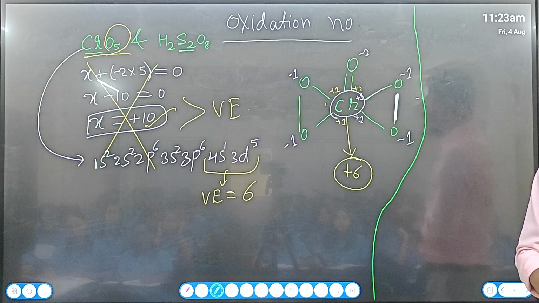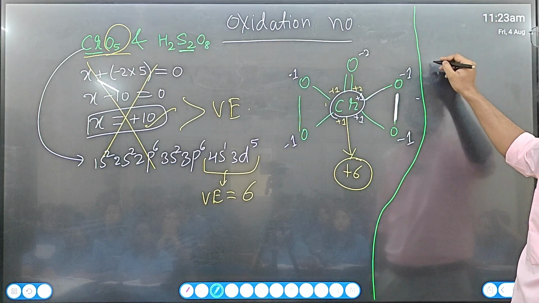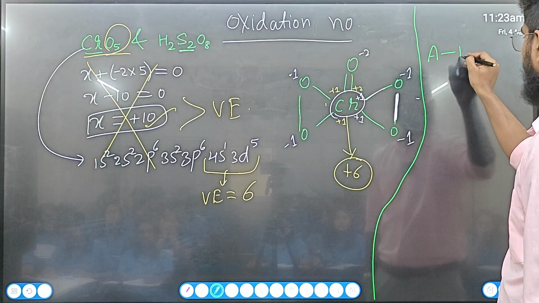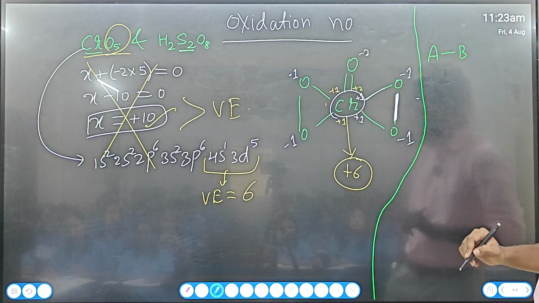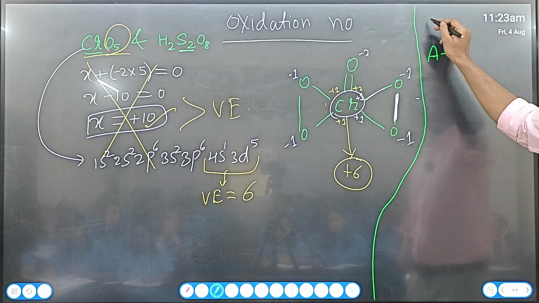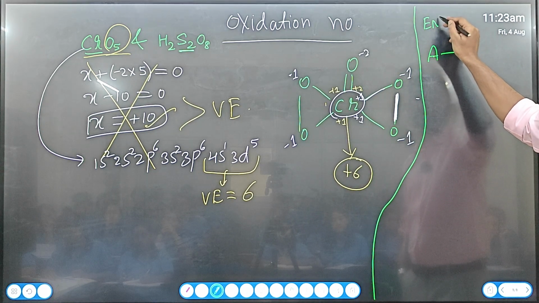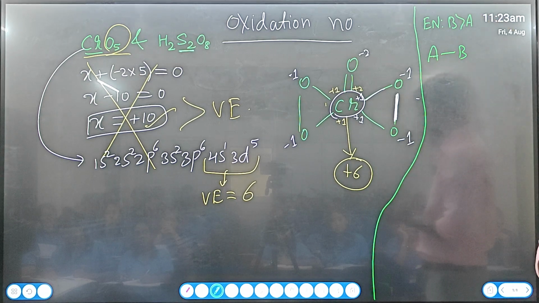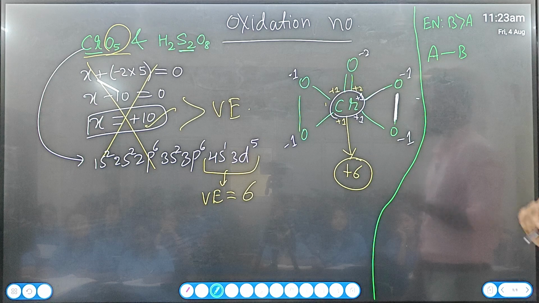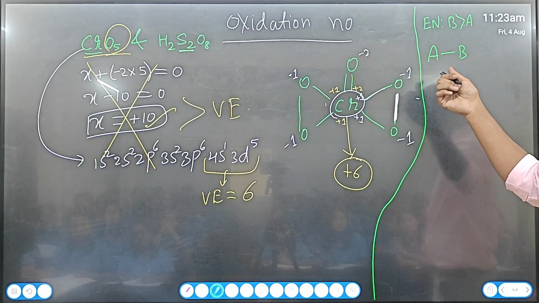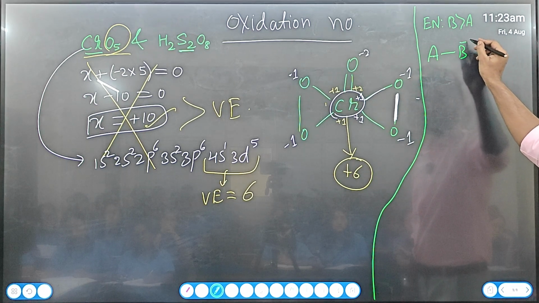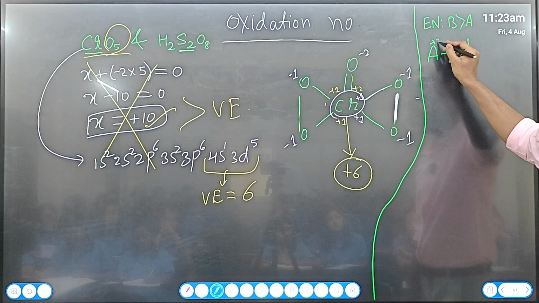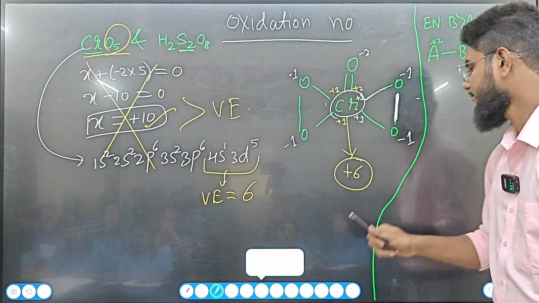Let's suppose you have a single bond between A and B, and the electronegativity of B is more than A. If you want to break this bond, B is more electronegative, so it will have a minus charge and A will have a plus charge.